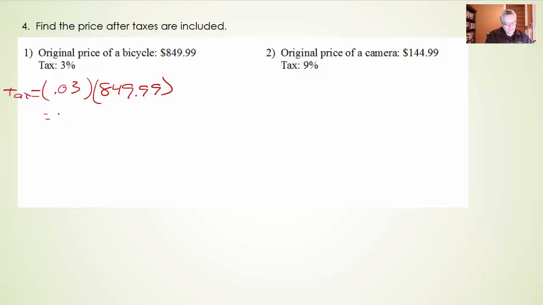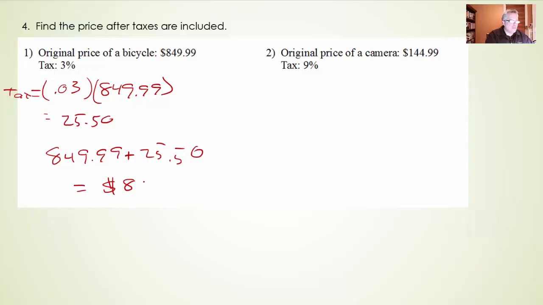And if you do that, I worked that out already. It's $25.50. That's how much the government's taking from you. So to find the final price, we do $849.99 plus the $25.50. And when I did that, I got $875.49. That's the final cost with the tax included.